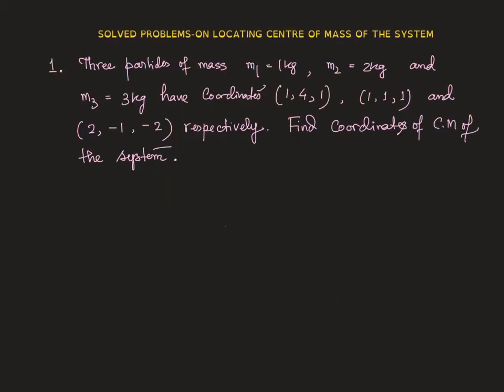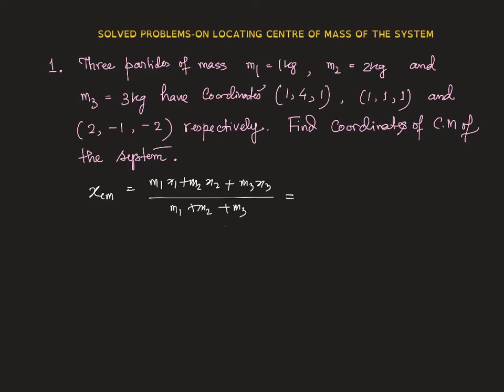So let's look at some solved problems on locating the center of mass of a system. Here in this problem, there are three particles. This is a discrete system. Three particles m1, m2, and m3 have coordinates as given. Find the coordinate of the center of mass of the system. We'll apply the formula simply: xcm is m1 x1 plus m2 x2 plus m3 x3 divided by m1 plus m2 plus m3.